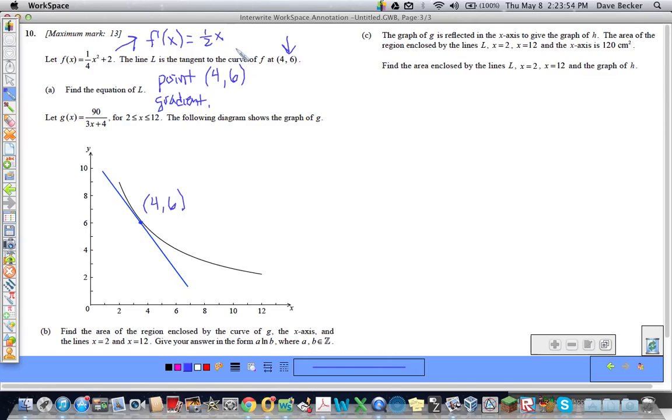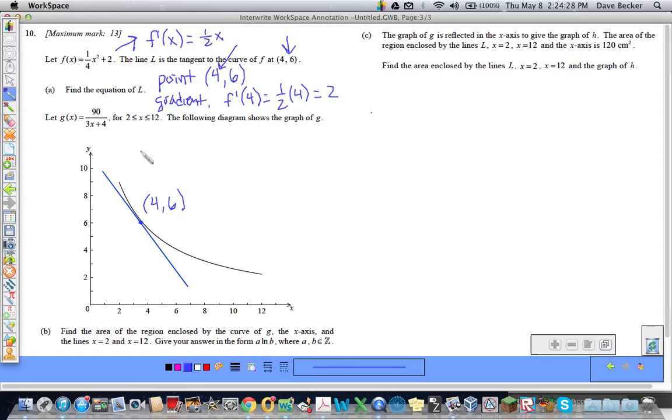A lot of you said, oh, so the slope is 1/2. No! It's 1/2 x, where x is the point of tangency. It's the x-coordinate of the point of tangency, which in this case is 4. So I need to find f prime of 4, which is 1/2 of 4, which is 2. So my gradient is 2. And now the equation of the line L.